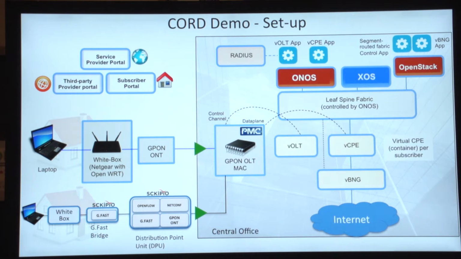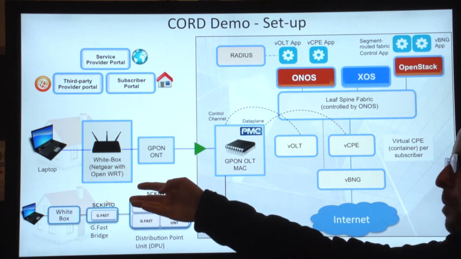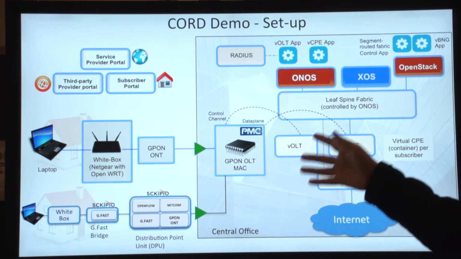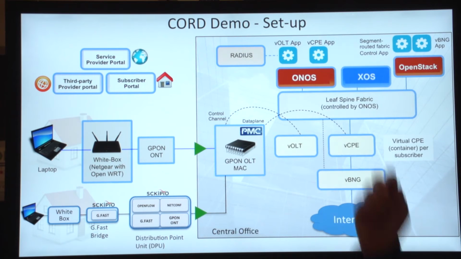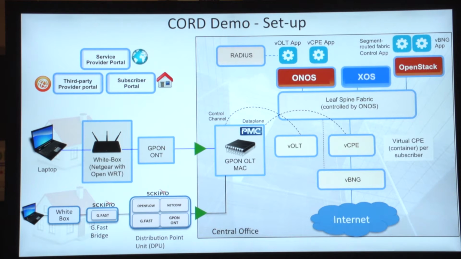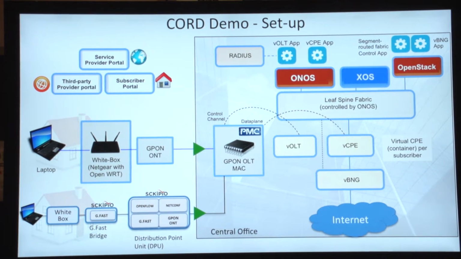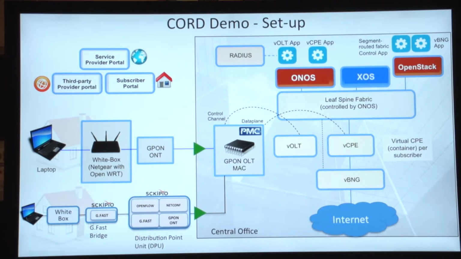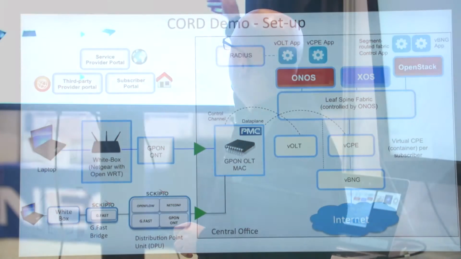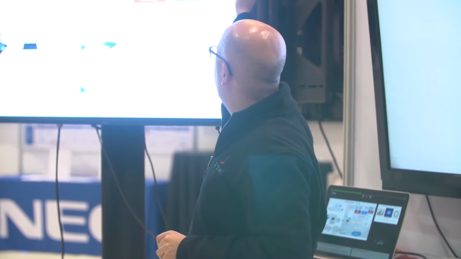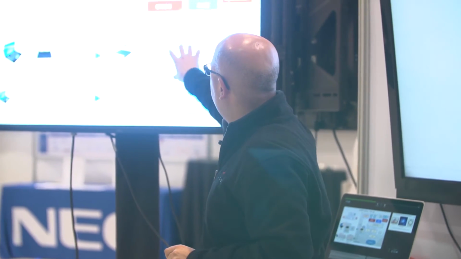So when the home premises equipment comes up, it authenticates against the system, and we authenticate against RADIUS. From RADIUS, we get all the information that allows us to provision the network for the subscriber. So for example, we get what kind of services he's subscribed to. Does he have IPTV? Does he have internet connectivity? And what other services? And we provision the network for that. Here we have a leaf-spine fabric controlled again by ONOS, and all the applications that you see here virtualized all have a counterpart on top of ONOS.